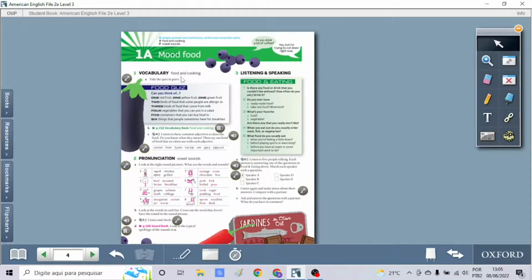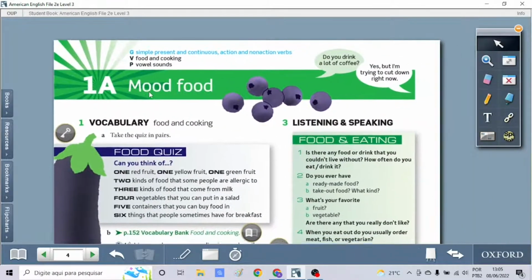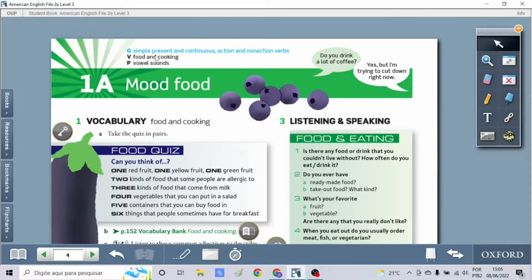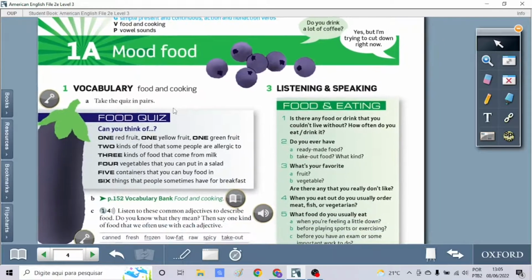In Lesson 1, we are going to study in grammar about the simple present and continuous, action and non-action verbs. In vocabulary, we're going to learn about food and cooking. In pronunciation, we're going to learn the vowel sounds. Let's start. Lesson 1.